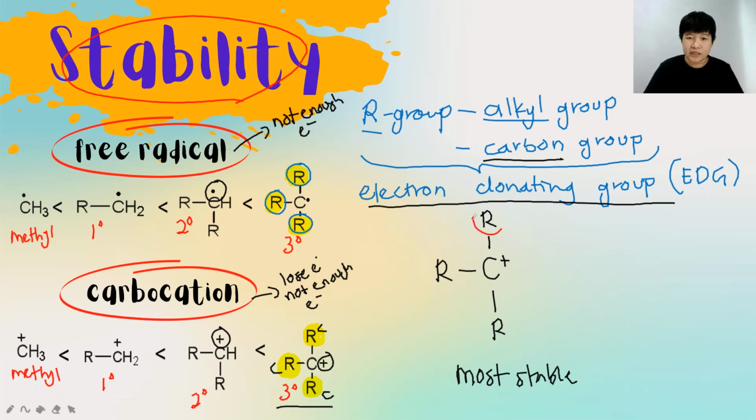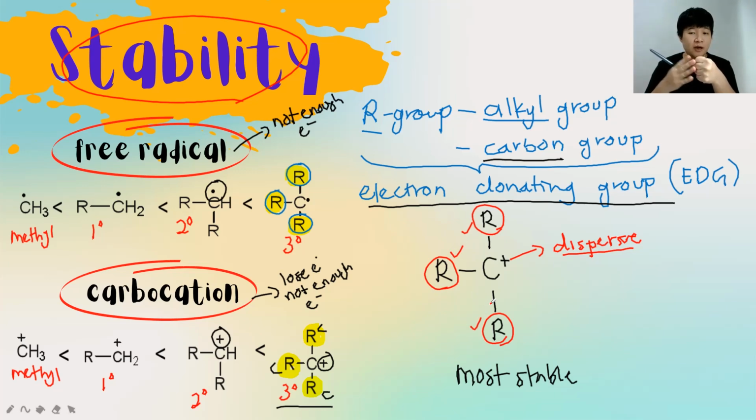Because you have 3 electron donating groups. These electron donating groups will help you to disperse the positive charge. Disperse over here means that it will help you to minimize the positive charge. So when the positive charge is minimum, is decreased, then the carbocation will be more stable. So imagine I am C positive. I have 3 friends. I have 3 R groups that will help me to disperse my charge. My positive charge can be given to first R group, second R group, third R group. I have 3 persons to help me by taking my positive charge.